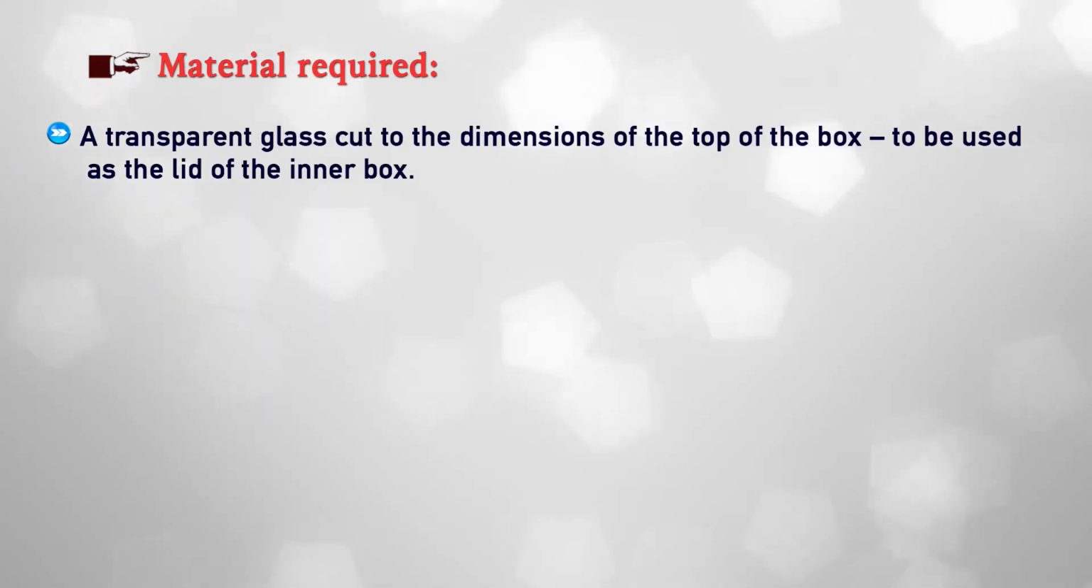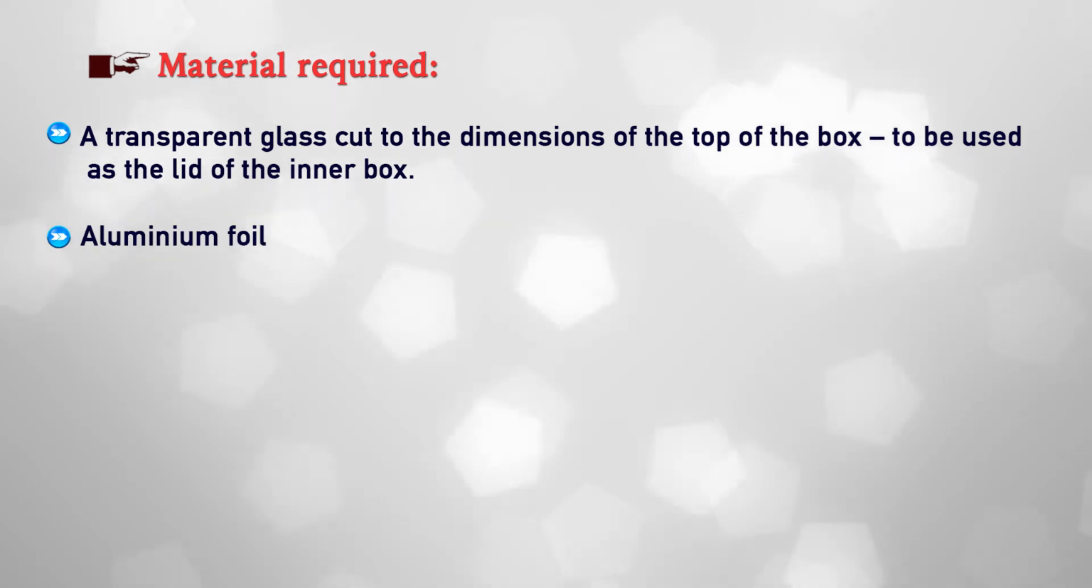Second material that is required for making the solar cooker is straw or old newspaper. Collect and crush a few old newspapers. Better still if you can get some straw. This will be used for insulation. Third material that is required is a transparent glass cut to the dimensions of the top of the box. It is used as a lid of the inner box.